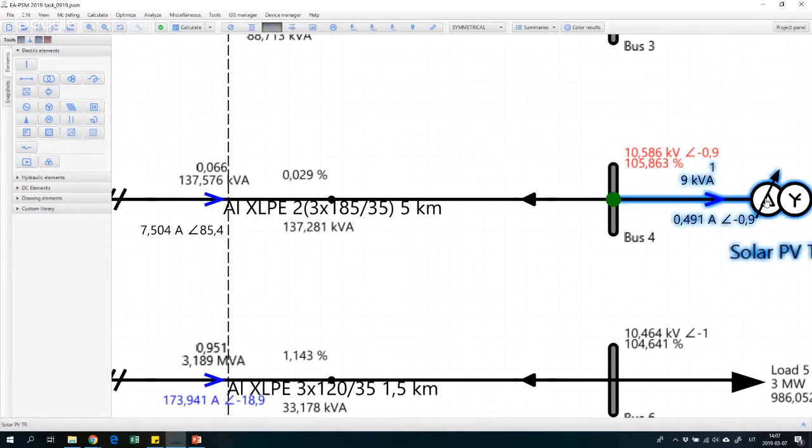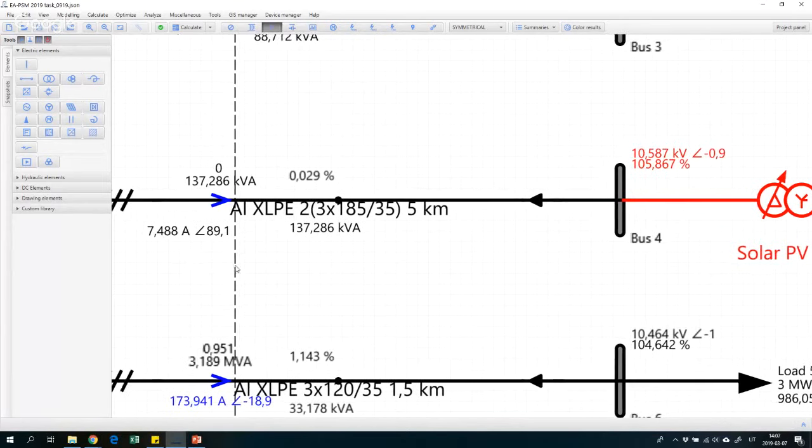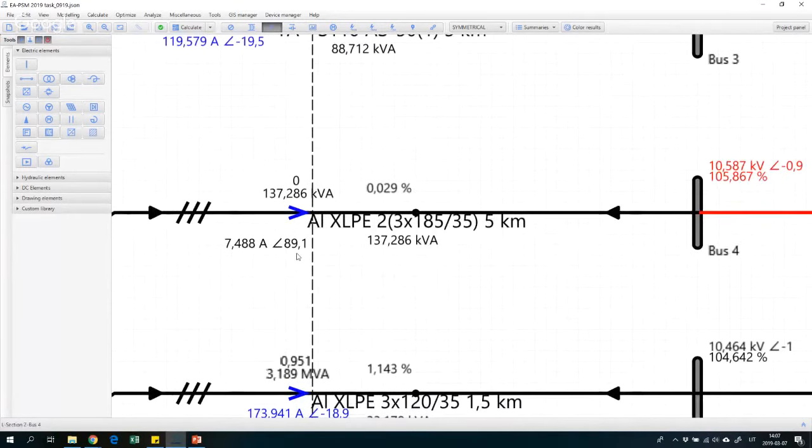However, if I disconnect the transformer also, and repeat the calculations, now my current angle will move closer to 90 degrees. It's now 89.1, which means that this current is even more capacitive. So mainly this current is flowing through the capacitances between the conductors of the cable and the ground.